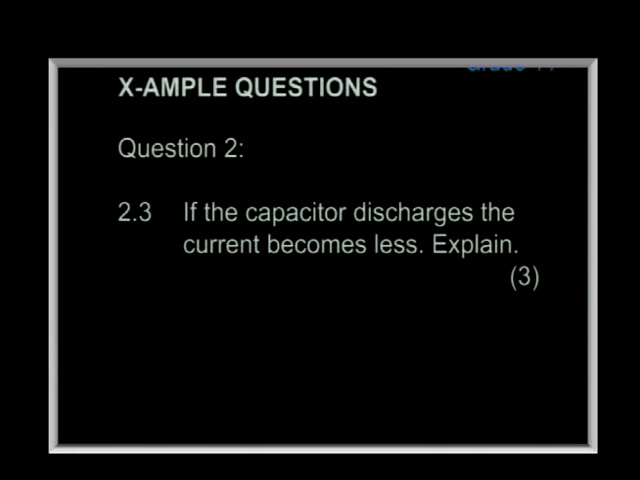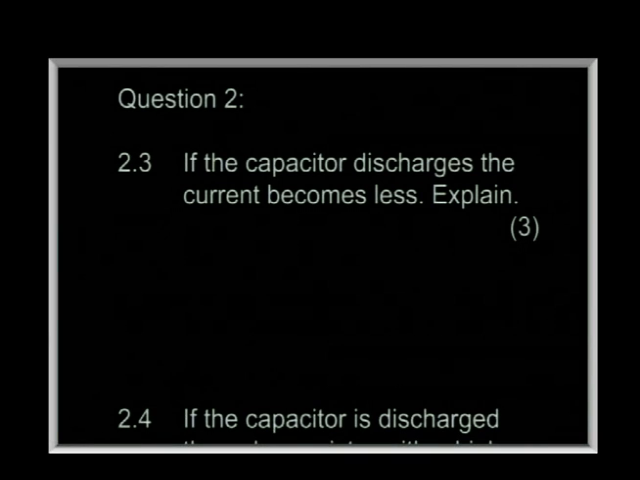Okay. Next. Here we go. It says, if the capacitor discharges, the current becomes less. Why? So if it's discharging, what's the reason for the current becoming less? So what we need to recognize is the following, that the capacitor is the only thing that is giving the potential difference. We recognize that V from Ohm's law is directly proportional to I.